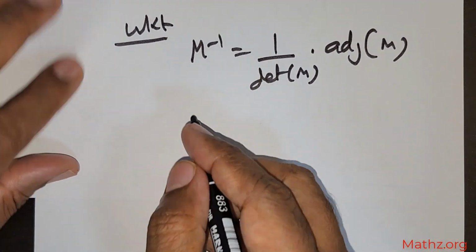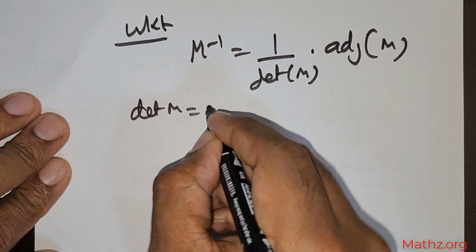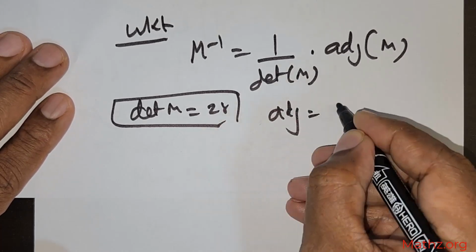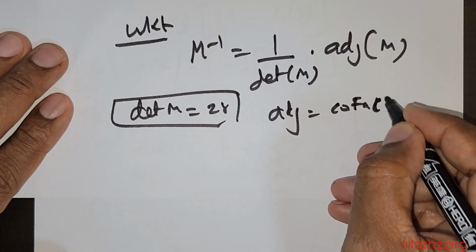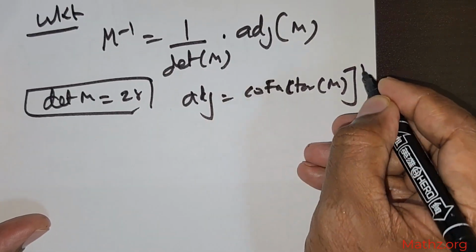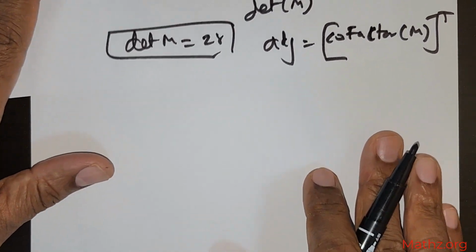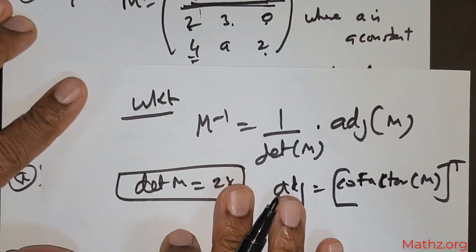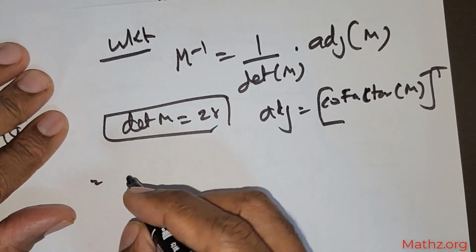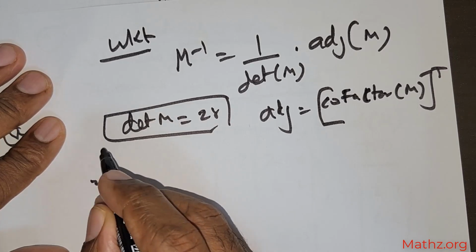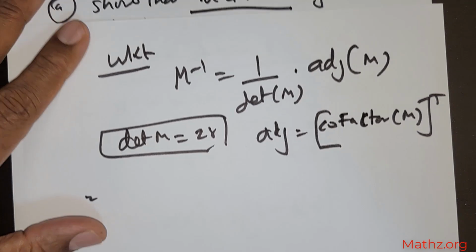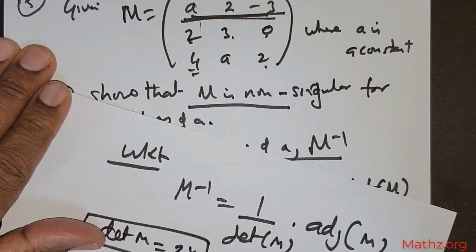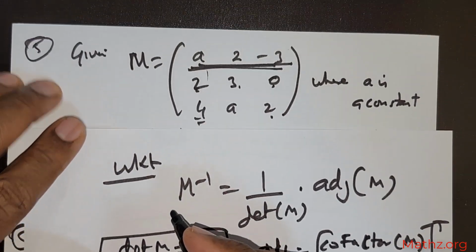Okay. Now first we know the determinant of M. So determinant of M is 28. We need to find the adjoint of M. Now adjoint of M is nothing but the cofactor of M, and you have to take the transpose. Okay, that is the formula. So we need to get the cofactor for all the elements of the matrix M. So how do we do that? We need to first find out the minor of each element. So to find the cofactor of the matrix, we need to get the minor of each of the elements.